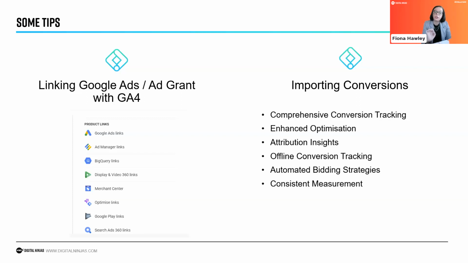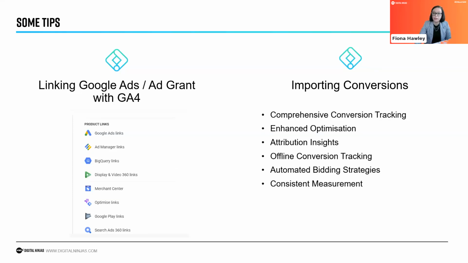GA4 also allows you to track offline conversions, such as phone calls or in-store purchases, by integrating with other systems or importing data from your CRM platforms. By doing this, you can attribute them to your advertising efforts and evaluate the offline impact of your online campaigns.